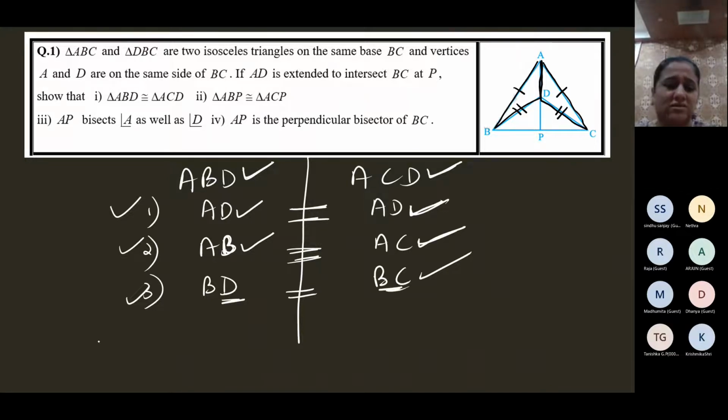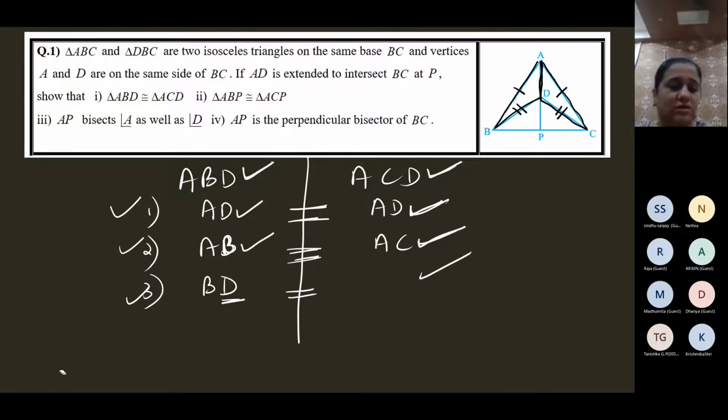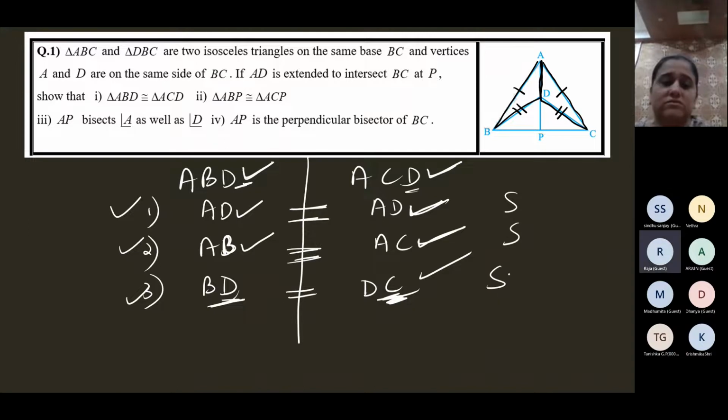Is this correct? BD is equal to? DC, ma'am. Yes, you told me correctly. I didn't write it correctly. Sorry, children, DC, not BC. So BD of this triangle is equal to DC, which is the side of this triangle. Correct. So what's the congruence rule? SSS, ma'am. SSS congruence. The two triangles are congruent.